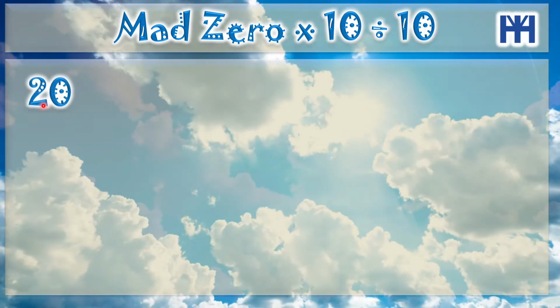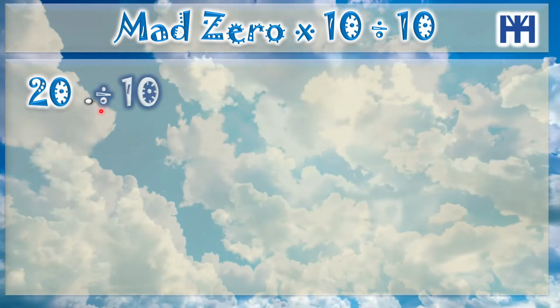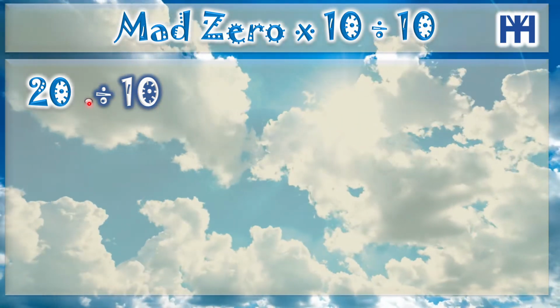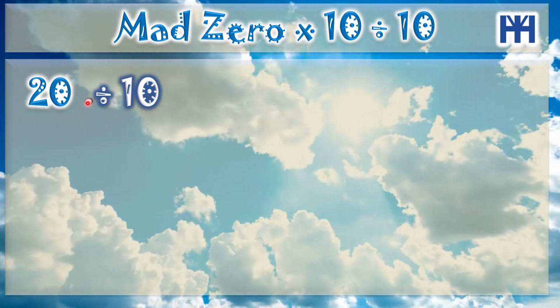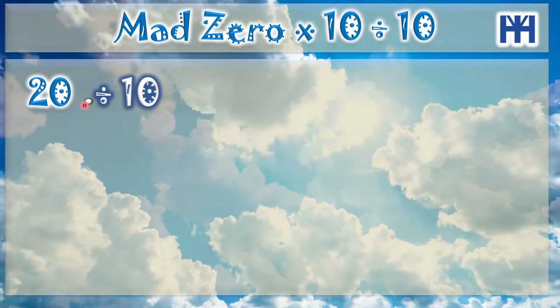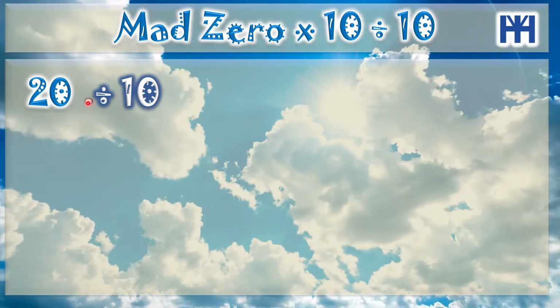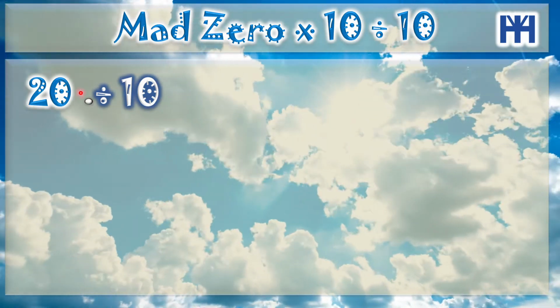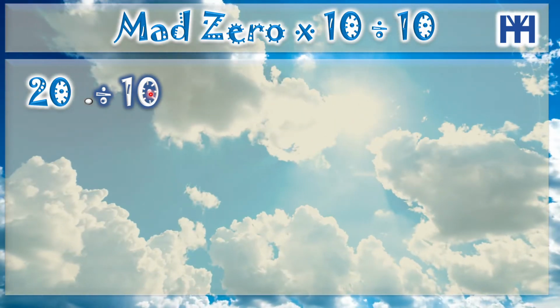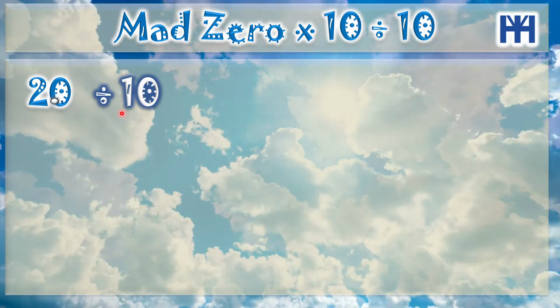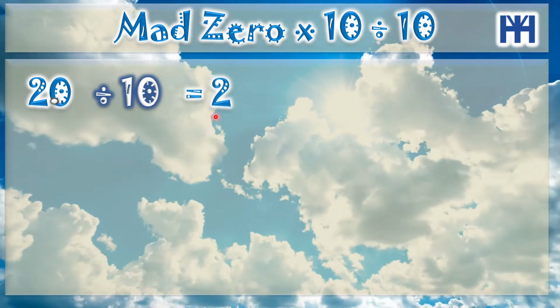Okay, let's say we have the number 20 and we want to divide it by 10. Remember, the decimal point always exists after the number, at the right of the number. So if we divide by 10, the decimal point will jump to the left according to the number of zeros. We only have 1 zero, so it will only jump once to the left. So the answer is 2.